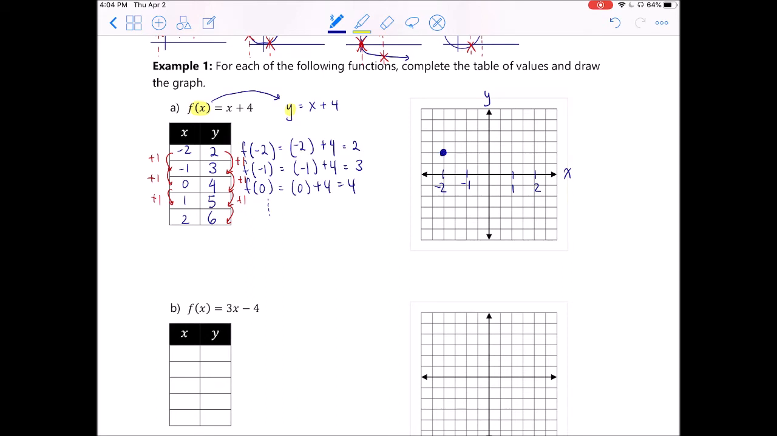And then when x equals -1, y is 3. And then when x is 0, y is 4, and so on. We can continue the pattern. And notice this is going to be a straight line. Yeah, that's good. With the arrows on the side here, because this will continue on and on.